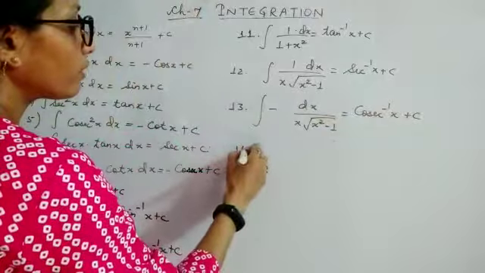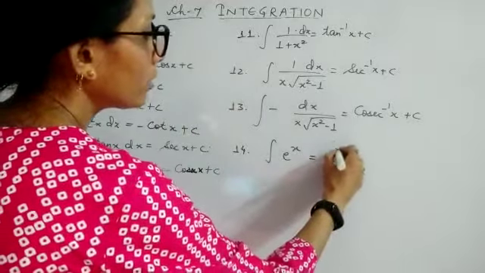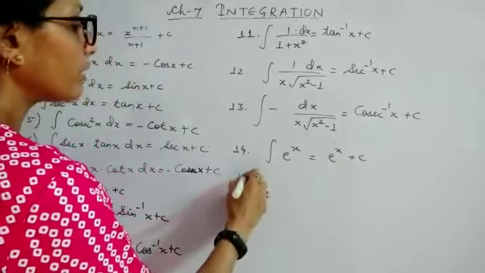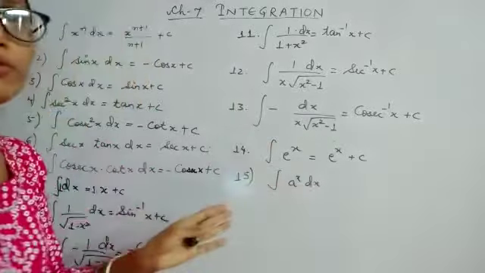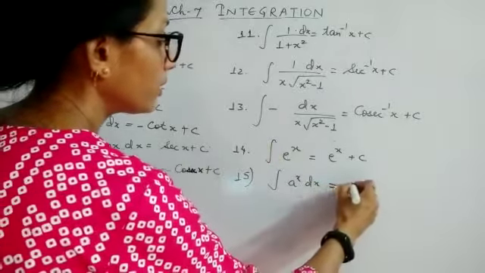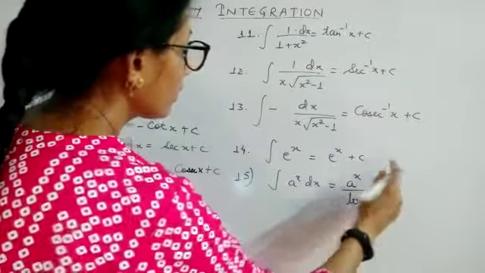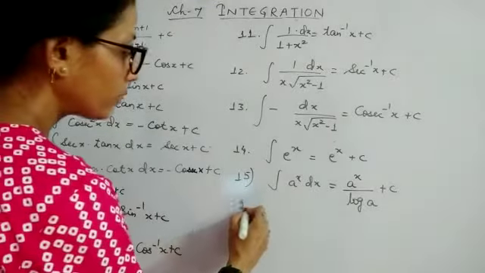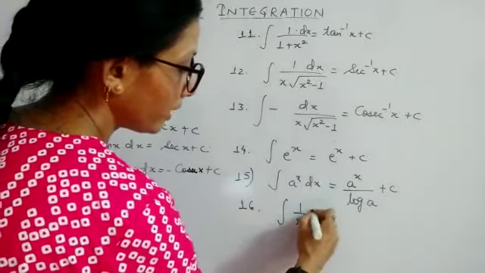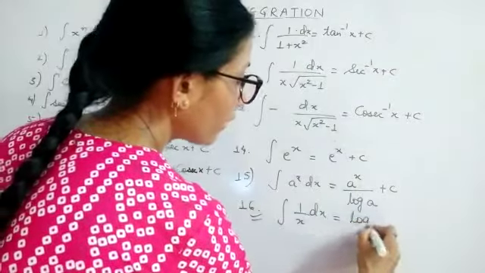Now children, we have one more formula, which is integration of e raised to power x, which is just e raised to power x plus c. Then we have the formula for integration of a raised to power x dx. This is a different formula from the derivative, so just remember it. It is a raised to power x upon log of a plus c. So these are the formulae which you are going to use in the entire chapter. One more important formula is integration of 1 upon x. This is quite important and we use it many times. So this is log of x plus c.